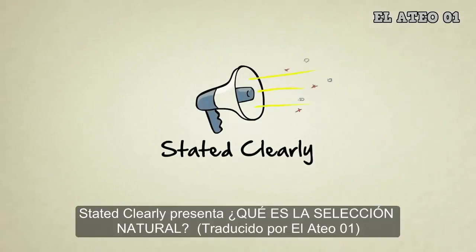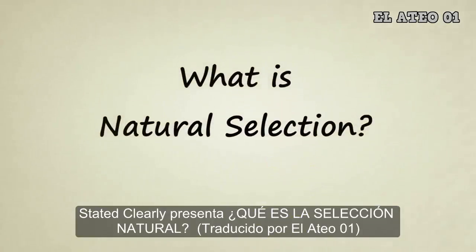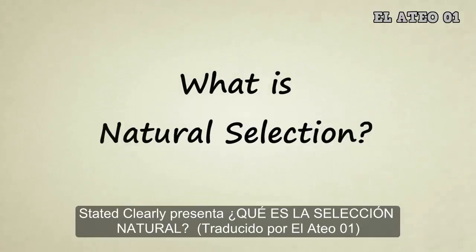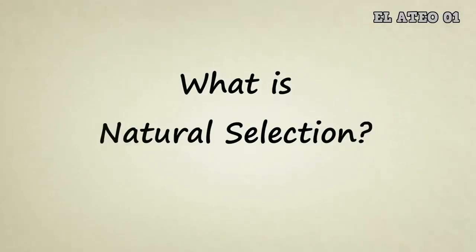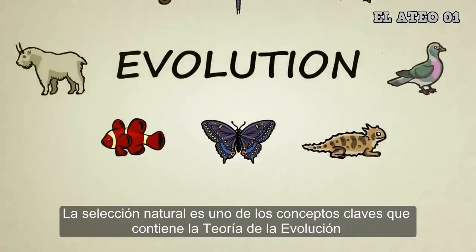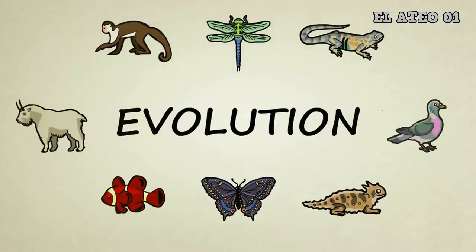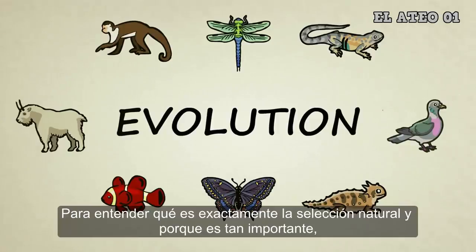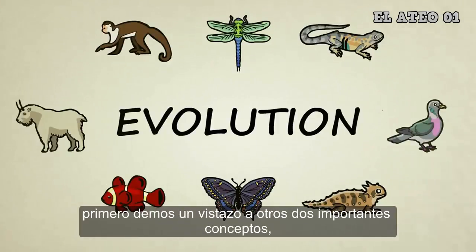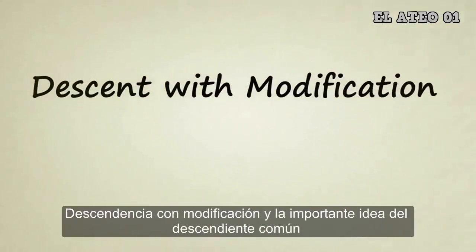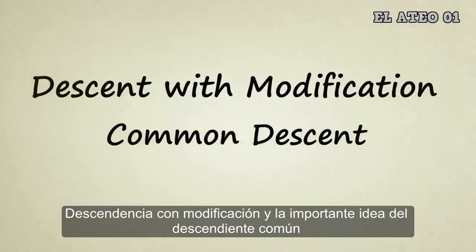Stated Clearly presents, what is natural selection? Natural selection is one of several key concepts contained within the theory of evolution. To understand exactly what natural selection is and why it's so important, let's first take a quick look at two other evolutionary concepts, descent with modification and the overarching idea of common descent.